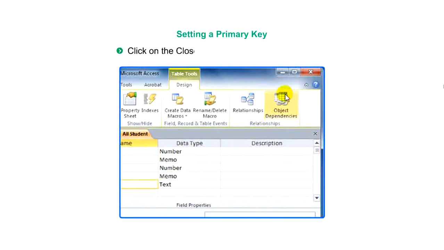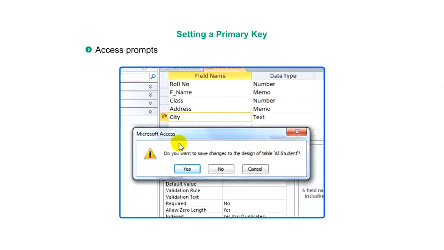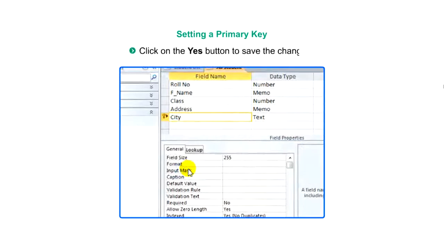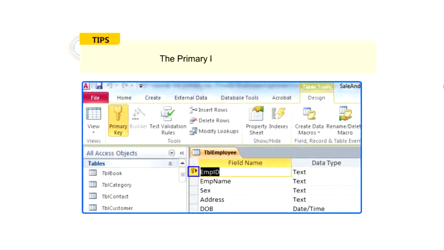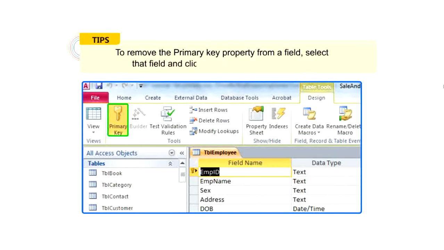Click on the Close button on the Table window. Access prompts a message window reminding us to save changes. Click on the Yes button to save the changes. The table will be closed. Let me share a tip with you. The primary key is a toggle key. To remove the primary key property from a field, select that field and click on the Primary Key button.